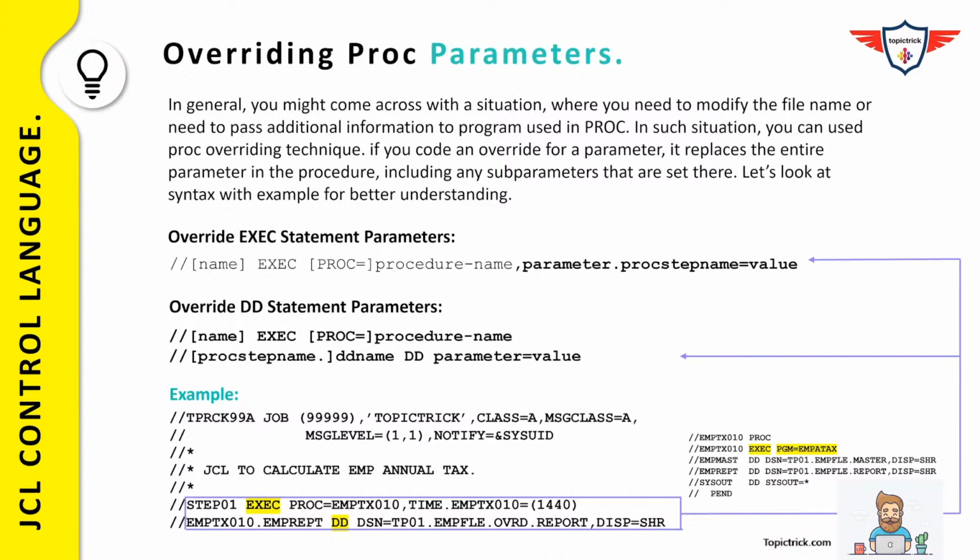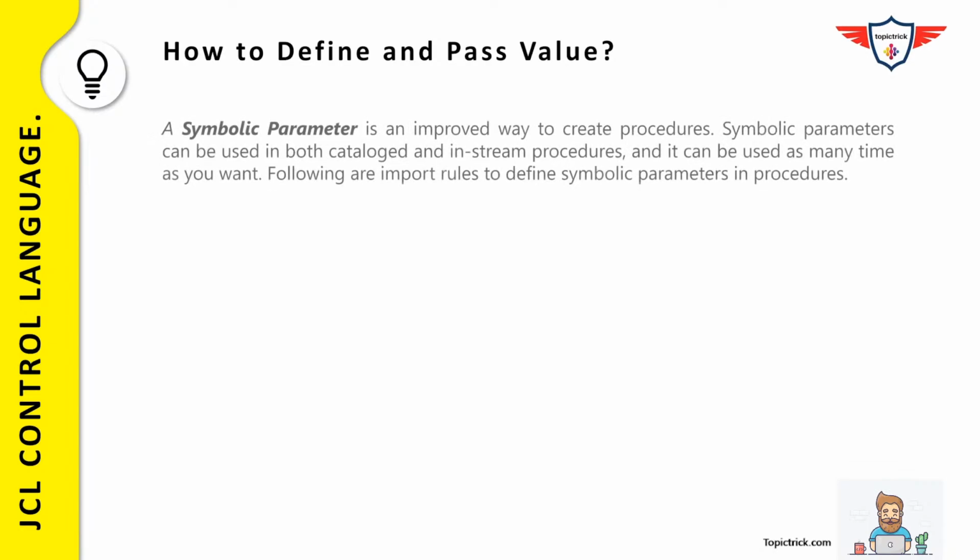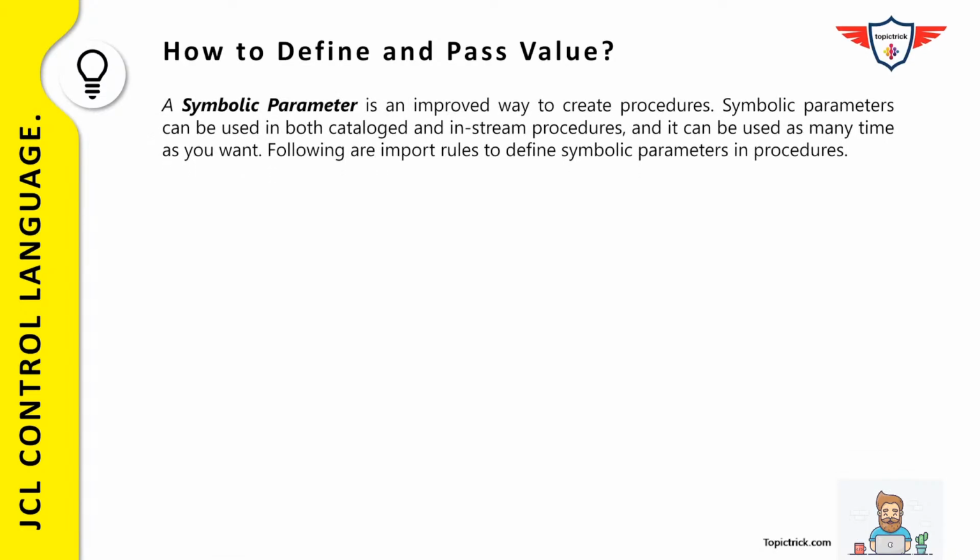Now let's talk about another important topic, that is JCL symbolic parameters. They're very important from a programmer's perspective because with the help of JCL symbolic parameters, you can write catalog and in-stream procedures in a more generalized way. With the help of the SET statement, you can set the value of these parameters, and those catalog and in-stream procs can be used across multiple jobs. You only need to change those parameters with the help of the SET statement.